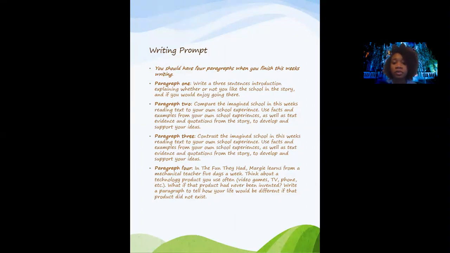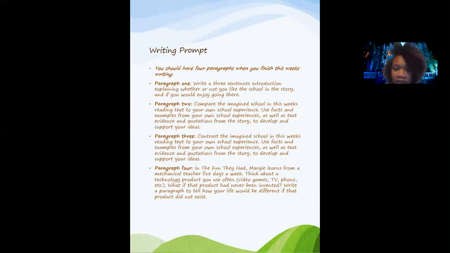Then in paragraph 3, you're now going to contrast. So in paragraph 2, it was the things that were alike between your schooling and Margie's schooling. In paragraph 3, it's going to be the things that are different between your schooling and Margie's schooling. So it's the same concept. It's just making sure that paragraph 2 is alike and paragraph 3 is different. Helpful tip or hint, right? You could say something about the homework, because your homework is different.